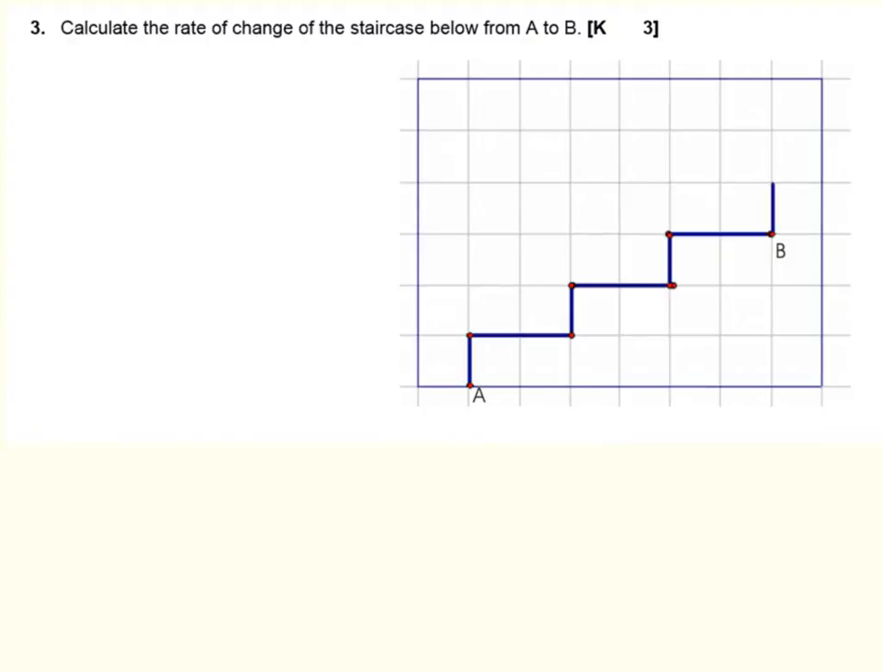Question number 3. Calculate the rate of change of the staircase below from A to B. This question gave a lot of students fits. I got questions like, well, how can I do this if there are no numbers on the graph? To which one of my hairs fell out of my head. You don't need numbers to do this question. Let's see how we would do it.